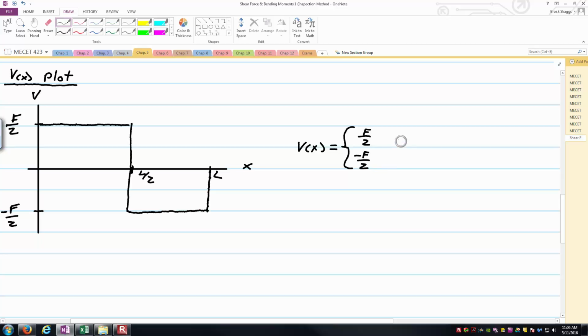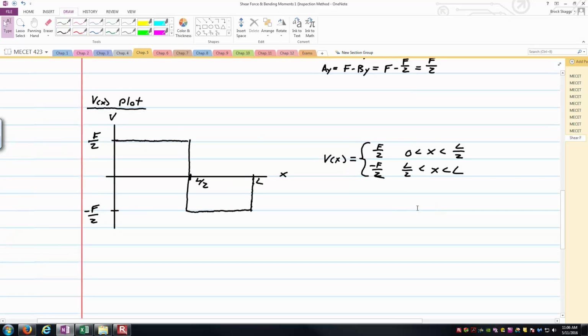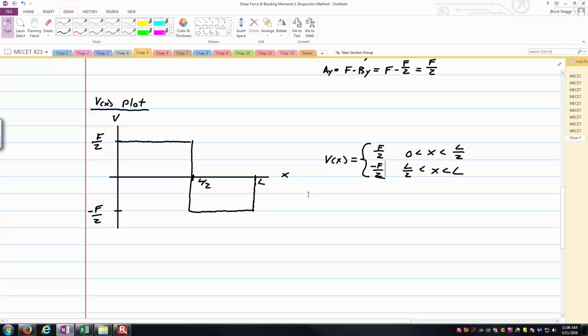And so here I'm just going to write it as inequalities, because we have these discontinuities. So we can say 0 is less than x, which is less than L over 2. Essentially this is saying, hey, over the first half of the beam, it's equal to F over 2. And then over the second half of the beam, we would say L over 2 is less than x, which is less than L. And so here we're saying over the second half of the beam, it's equal to negative F over 2. And so this is what we're talking about, the piecewise defined equations to describe the curves, or in this case, the two constants that we're seeing on our shear diagram.